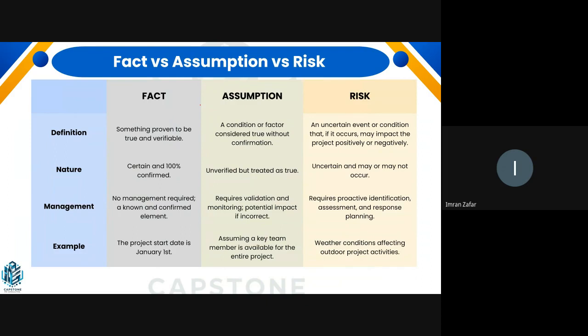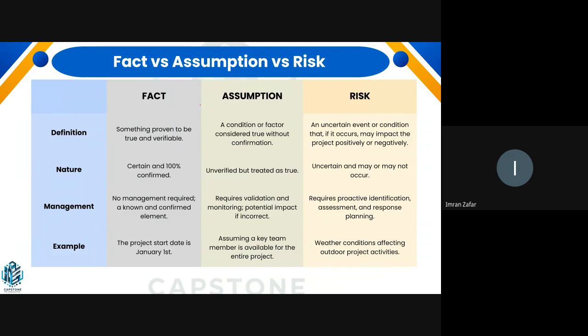Assumption we talked about already: it is something that is believed to be true unless it happens otherwise. A fact is something that is already proven. It's 100%, and you obviously cannot change it. For example, our project has started on this date, or there are 7 wonders of the world, or many other facts. So anything that is certain and 100% confirmed is a fact. Assumption we talked about earlier.